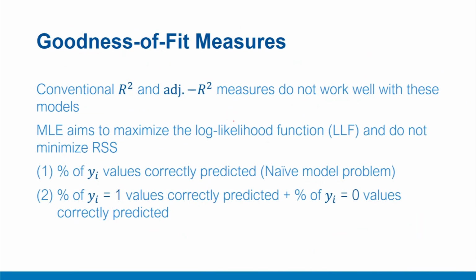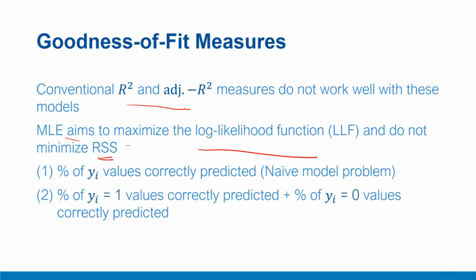In the last part of this video, we'll summarize the goodness of fit measures that are more useful for the logit and probit class of models. Remember, the conventional R-square and adjusted R-square measures do not work well with logit and probit models, for the simple reason that unlike OLS, ordinary least squares regression, where we minimize the residual sum of squares, RSS, of the error terms, MLE aims to maximize the log likelihood function that we just discussed, which is the joint probability maximization. And therefore, the conventional R-square and adjusted R-square measures do not work well.